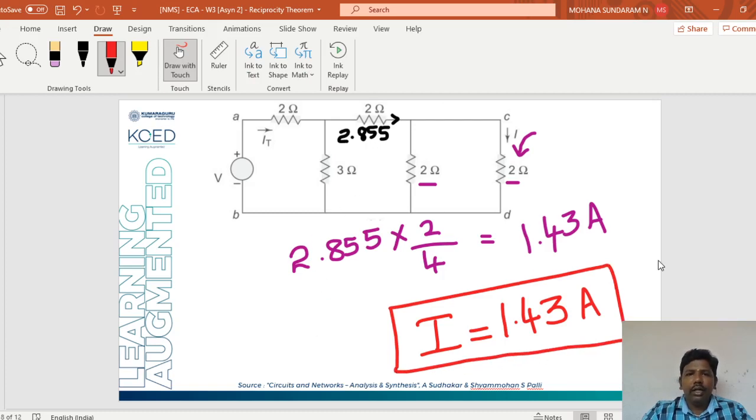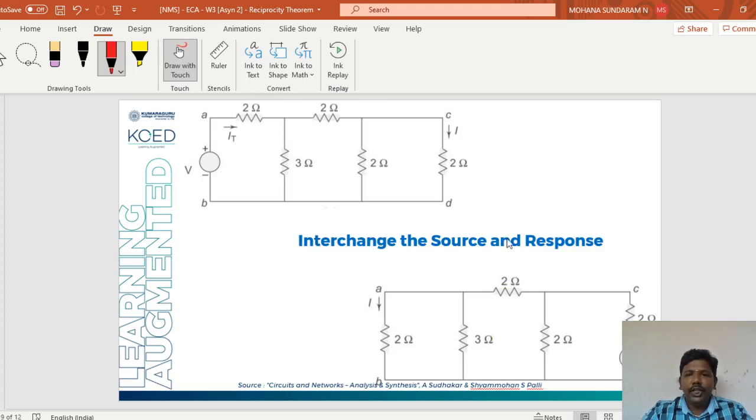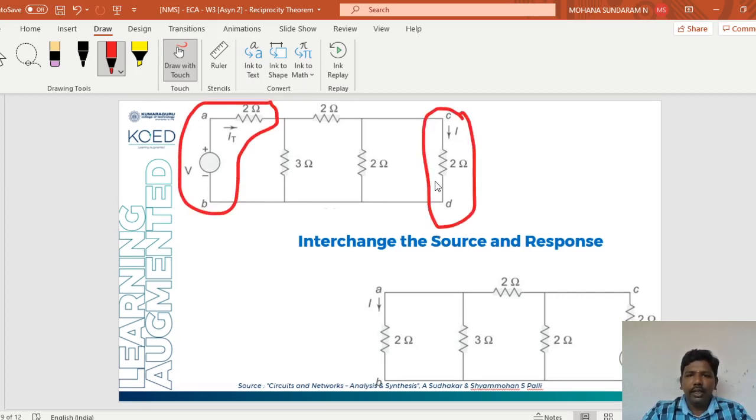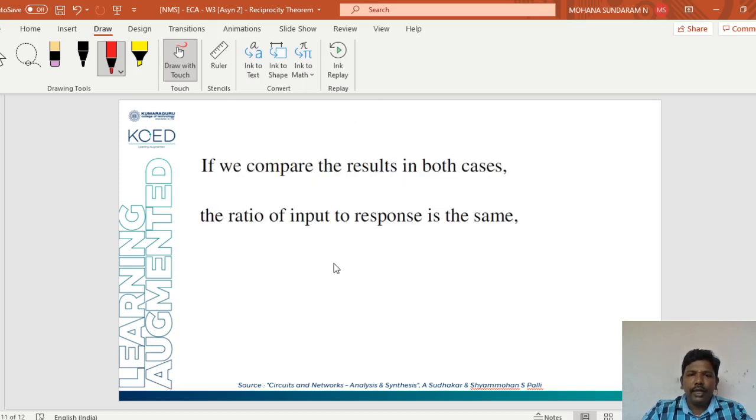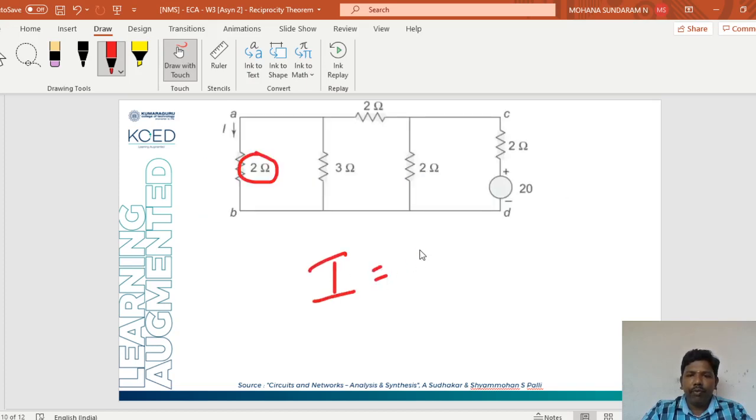Okay, right. Now what I am going to do is interchange the source and the response. So first part is over. Now I want to interchange this source and the response. So just observe what is done. This 2 ohm is brought to the front, and the source and 2 ohm, this branch is brought to this end. Now the circuit becomes like this. Now you have to find the current I in this 2 ohms in the same way which I taught you. When you do this usual procedure, you will get the current I equal to the same 1.43 amps. So you can try the circuit as homework and verify this.